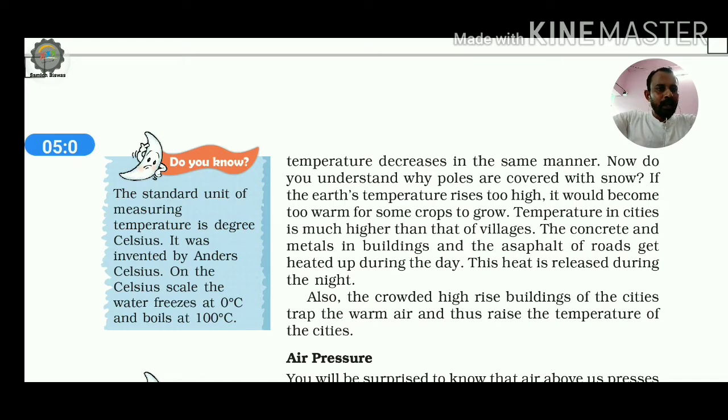If the earth's temperature rises too high, it would become too warm for some crops to grow. Temperature in cities is much higher than that of villages. So now we are going to discuss the reason behind the temperature variation in the most populated area and comparatively less populated area.